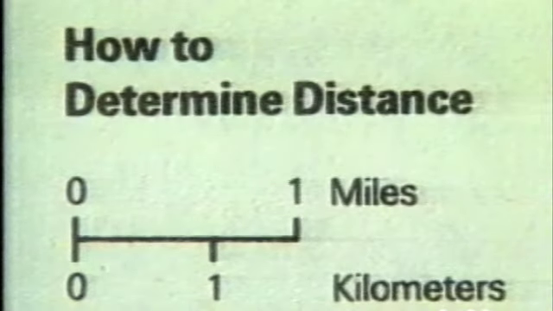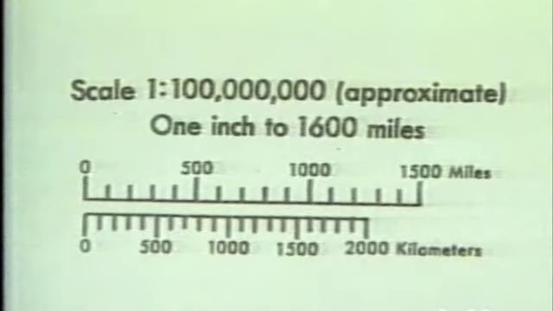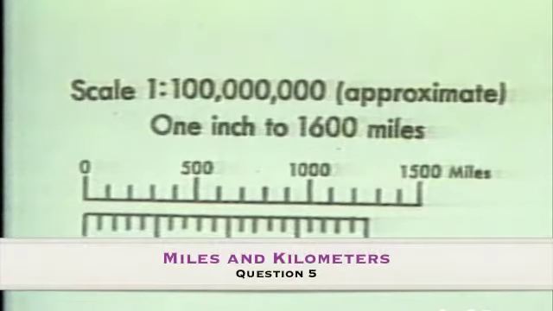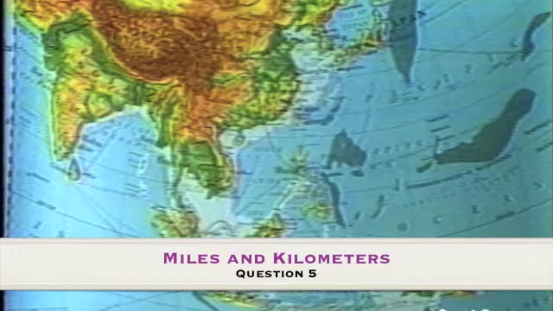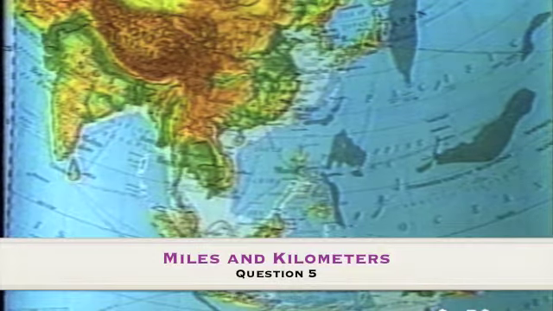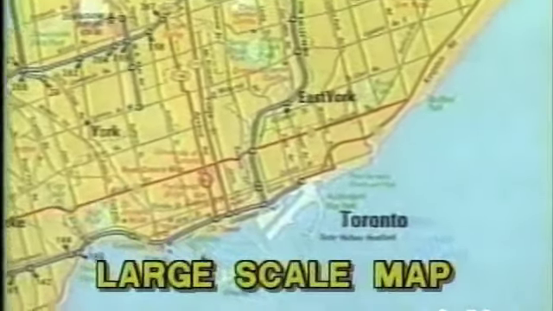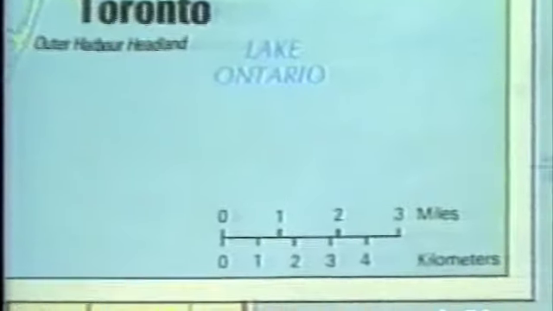Distances on maps can be measured in feet, a mile, several miles, or even hundreds of miles, depending on the scale of the map. Some maps are called small-scale maps because they show a large area of the Earth's surface. On these maps, distance would be measured in hundreds of miles. If it is a large-scale map, the distances could be measured in very small parts, such as a mile or even feet.